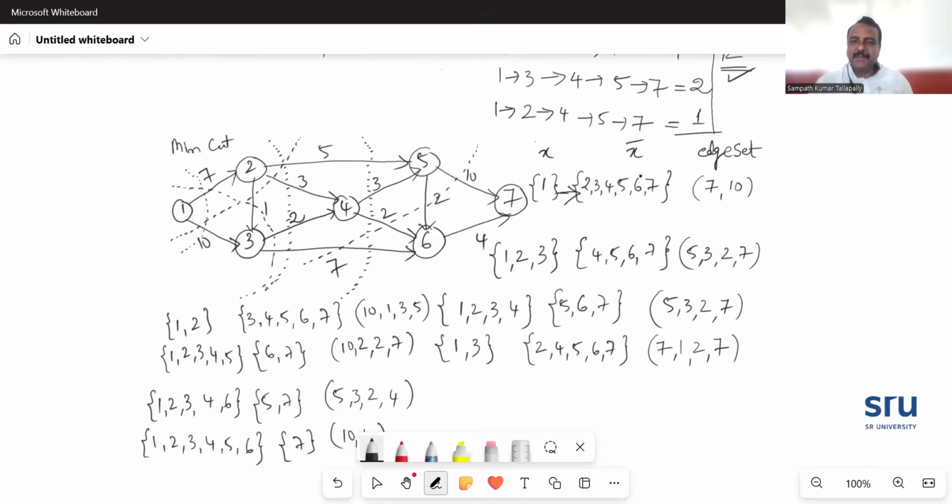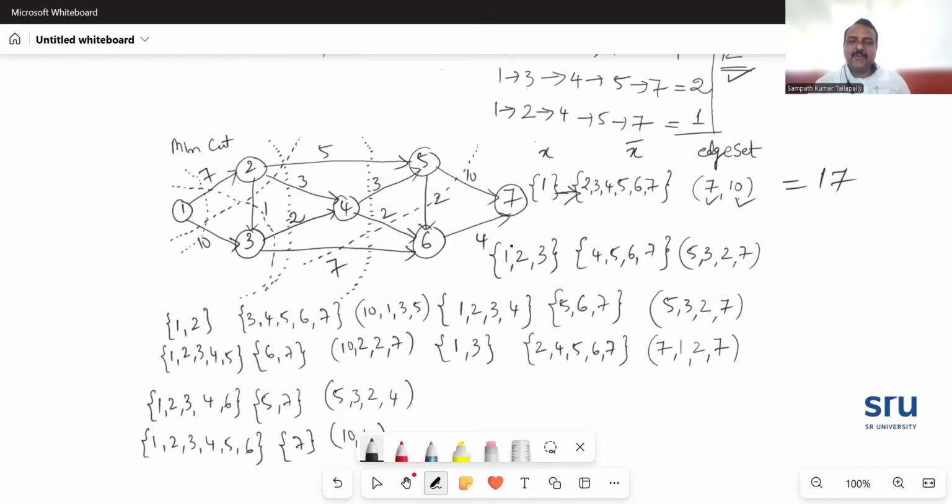Okay, now we'll see. 7 is there. 7 goes from x to x bar, so this is valid, right? 10. 10 is from 1 to 3. So 1 is here, 3 is here. So it is also valid. So what is the value I'll get here? Now we are going to get a value of 17.